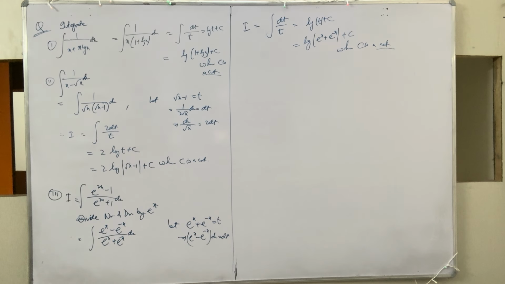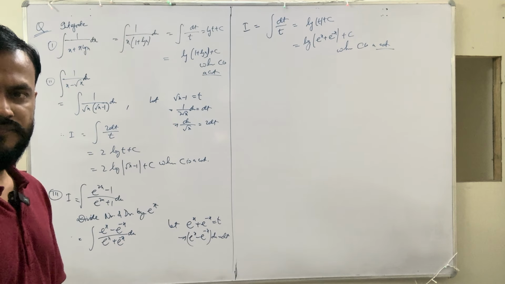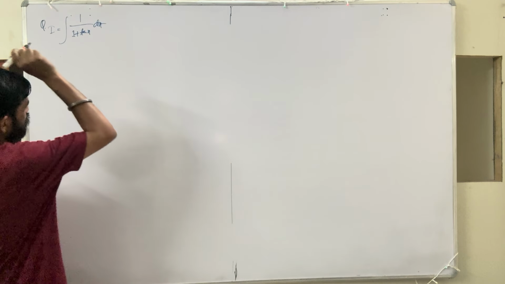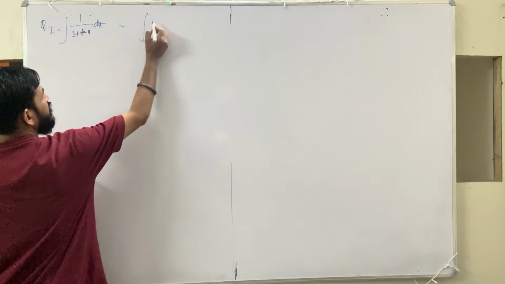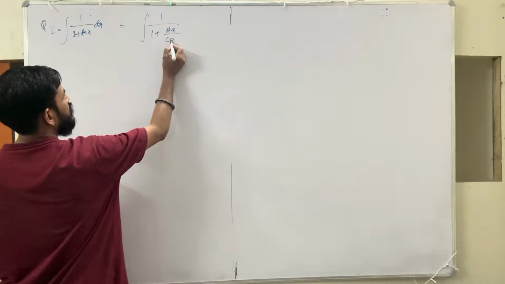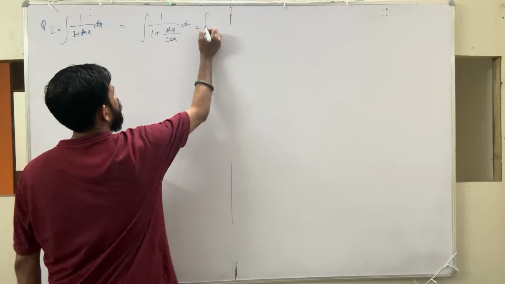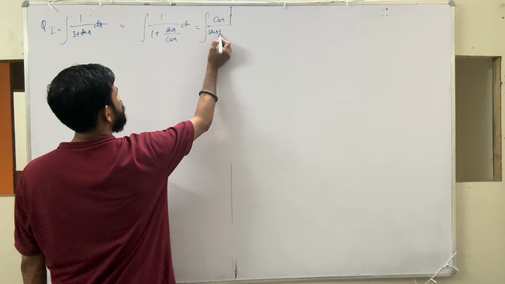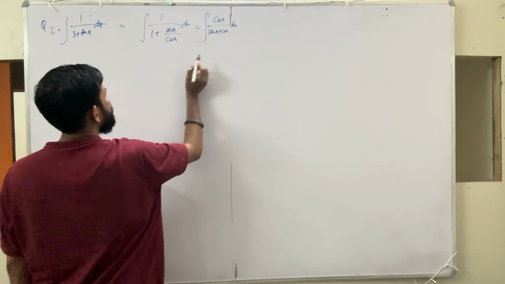So these were a few questions. We move to the next set of questions now. This integral is very important: 1 by 1 plus tan x. How to solve it? It will be 1 by 1 plus sin x by cos x. If we take LCM, it will become cos x by sin x plus cos x dx.